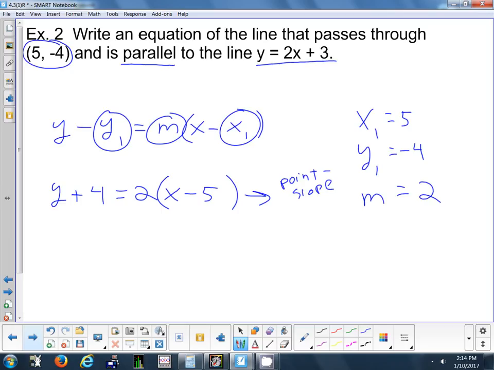Can somebody give me the first step to change this to slope intercept? Ashley? Distribute the 2. Okay, so distribute out my 2. On the left, keep it the same. How about, Antonio, what am I going to get on the right?